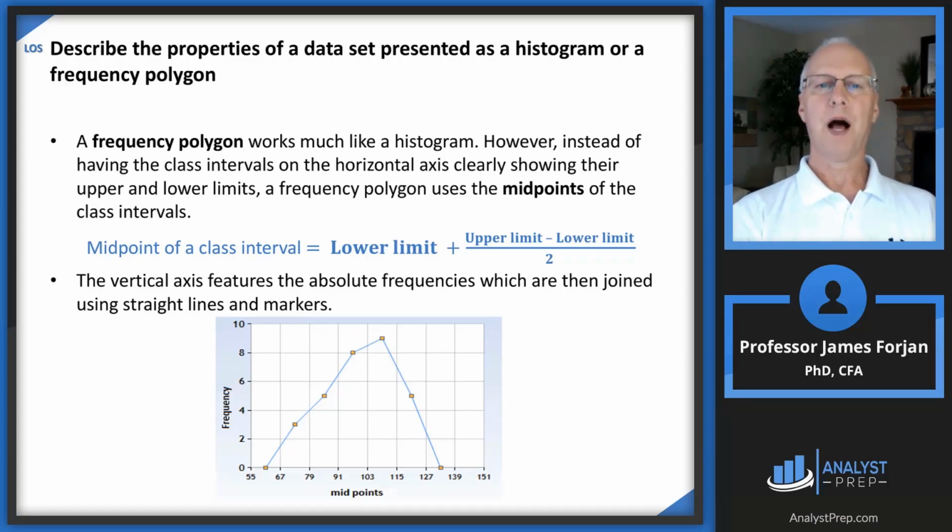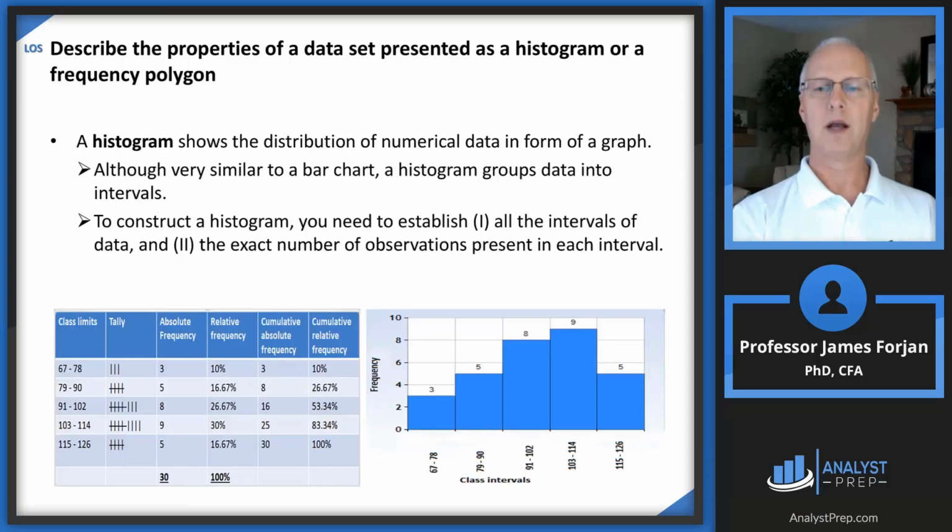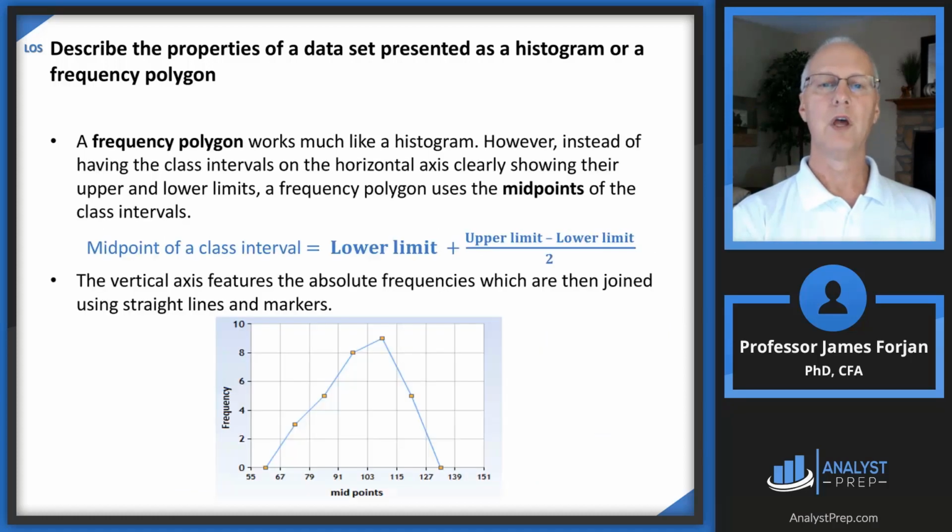A frequency polygon is similar to the histogram, but unlike the histogram, where I have the class intervals on the horizontal axis, in a frequency polygon I'm going to have the actual data. And so I'm going to call those the midpoints of each class interval, and we can calculate the midpoint of each class interval relatively simply. Take the lower limit and then add the difference between the upper and the lower limit divided by 2.